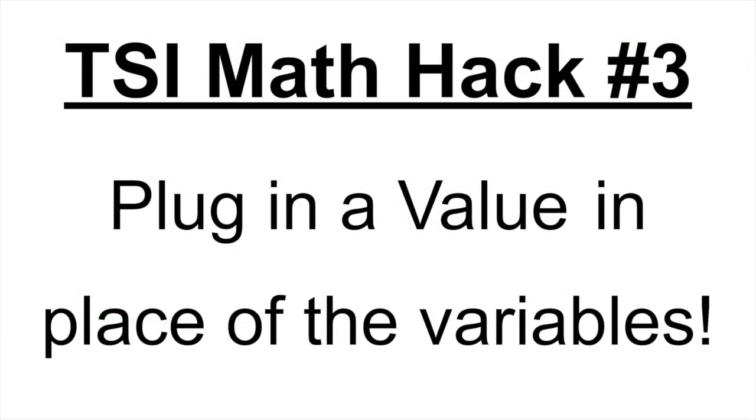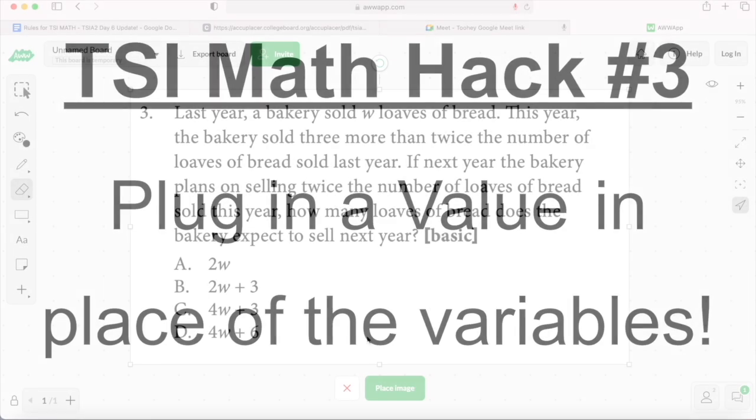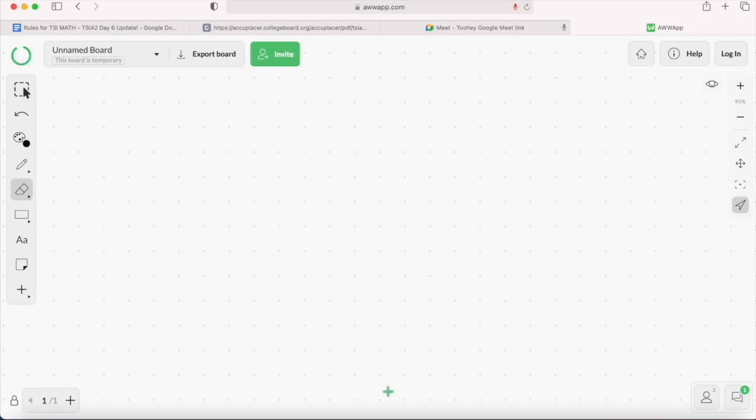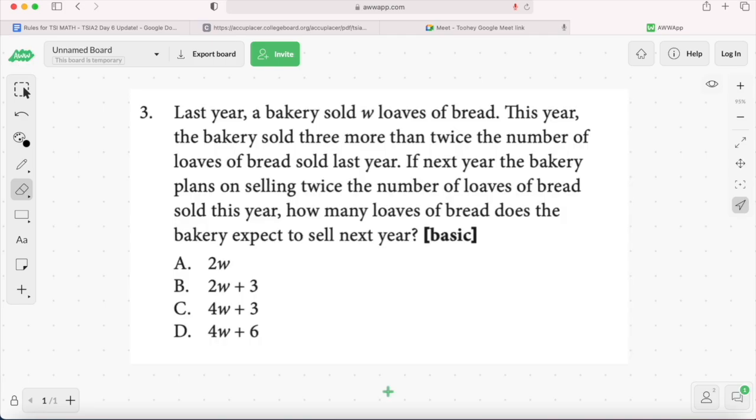TSI Math Hack number 3. Plug in a value in place of the variables. And go and read question 3 for us when you see that pop up on the screen. All right. Last year, a bakery sold W loaves of bread. This year, the bakery sold 3 more than twice the number of loaves of bread that sold last year. If next year, the bakery plans on selling twice the number of loaves of bread sold this year, how many loaves of bread does the bakery expect to sell next year?